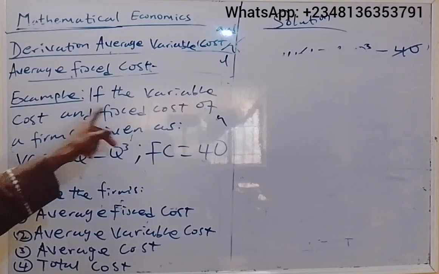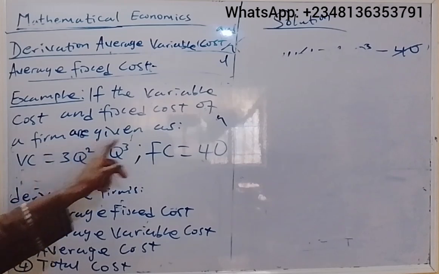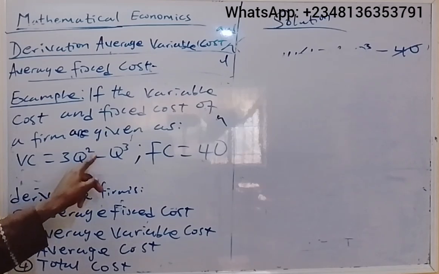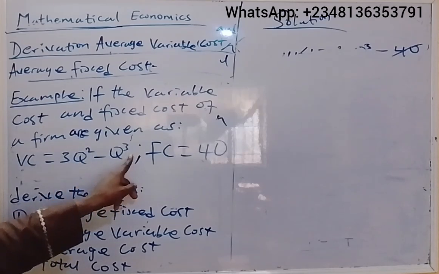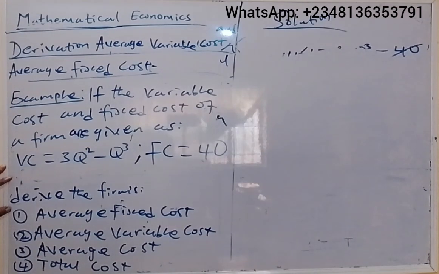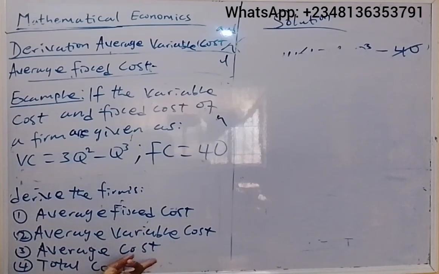The question says, if the variable cost and fixed cost of a firm are given as, so we have the variable cost function VC equals 3Q squared minus Q raised to 3, and we have fixed cost equals 40. So the question says derive the firm's 1, average fixed cost, 2, average variable cost, 3, average cost, 4, total cost.